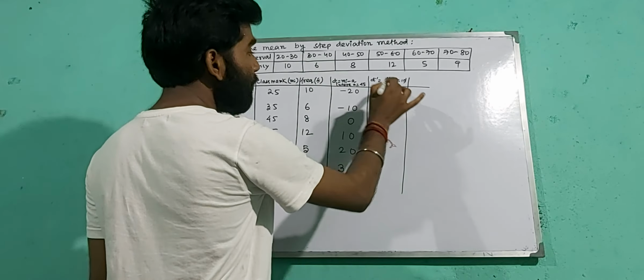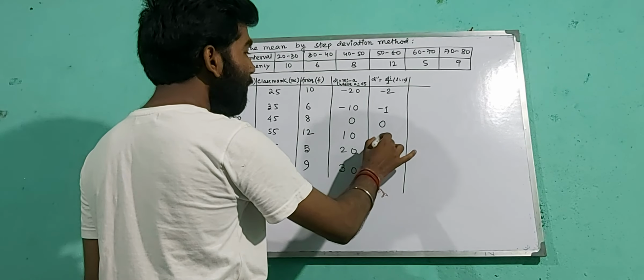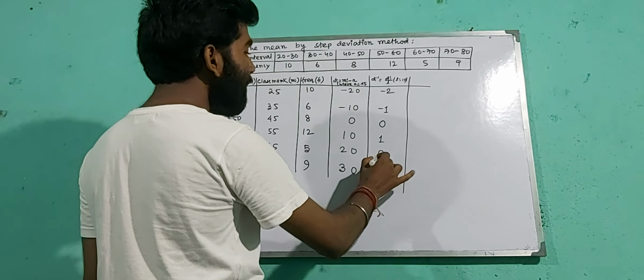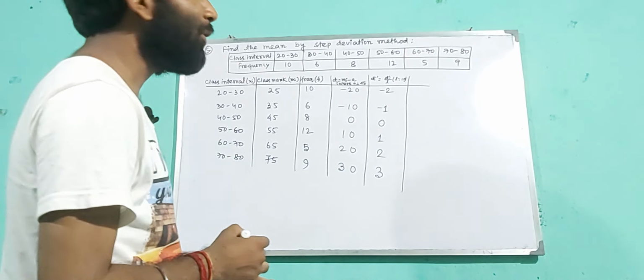Minus 10 by 10, what will be? Minus 1. 0 by 10 will be 0 only. 10 by 10, 1. 20 by 10 will be 2. 30 by 10 will be 3. See, so short the values came. So it is a step deviation.